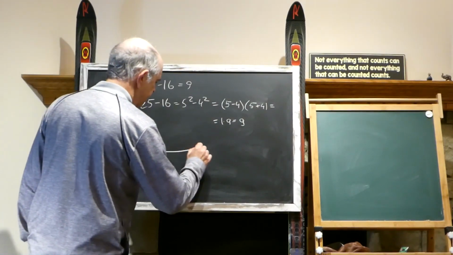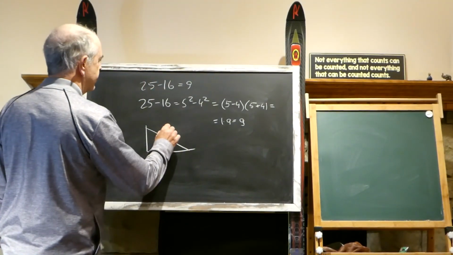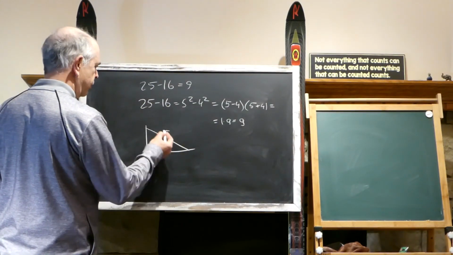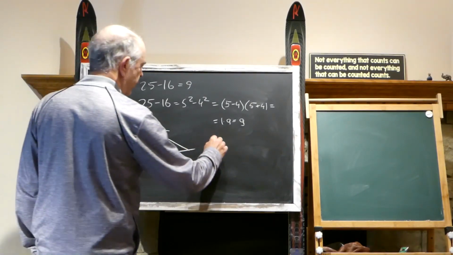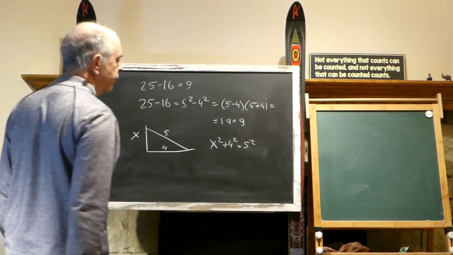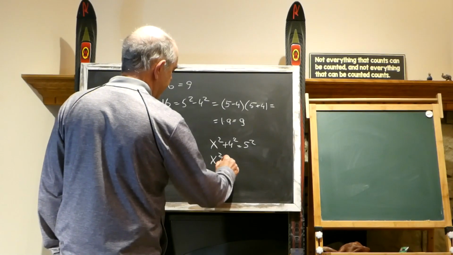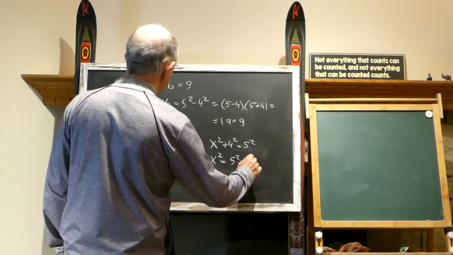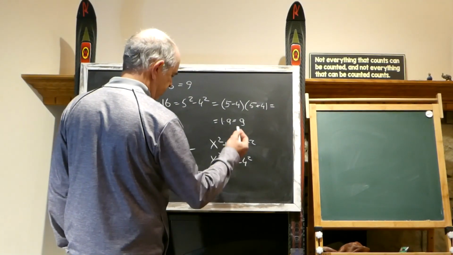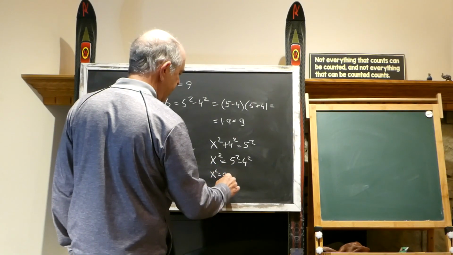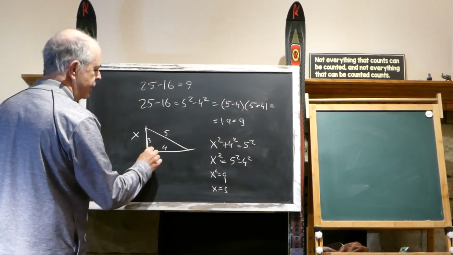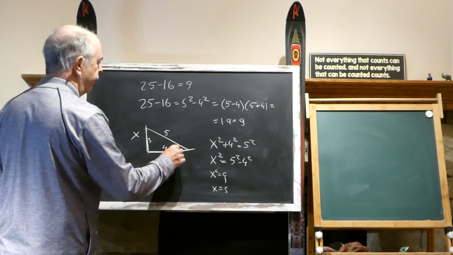So if we take this triangle, and this would be 5, this would be 4, what would be this? Well, we know Pythagoras theorem. We know x squared plus 4 squared equals 5 squared, right? And of course we know that x squared equals 5 squared minus 4 squared. And from here we know that x squared equals 9 and x equals 3. So this is 3, this is the very famous triangle 3, 4 and 5.